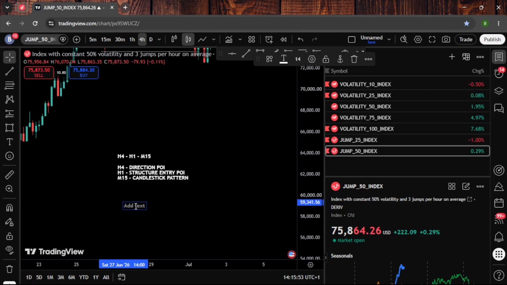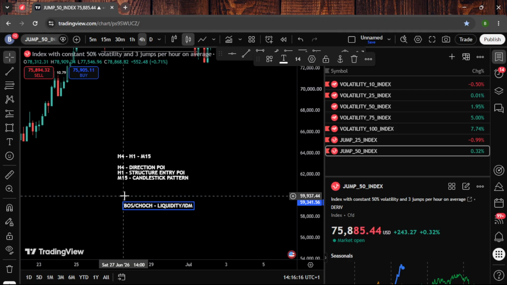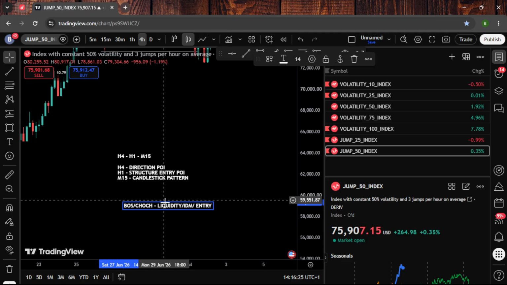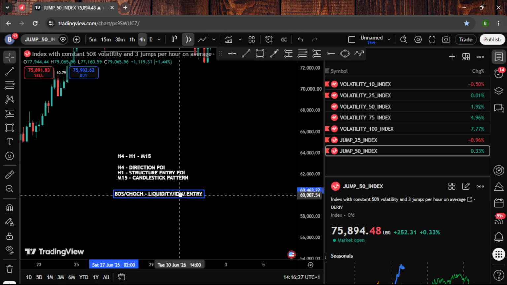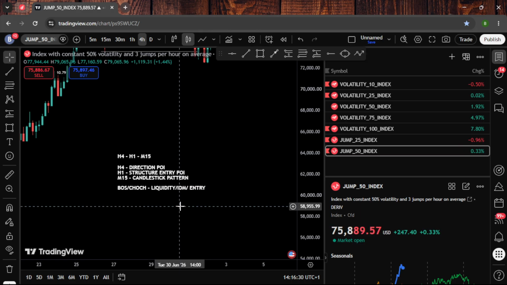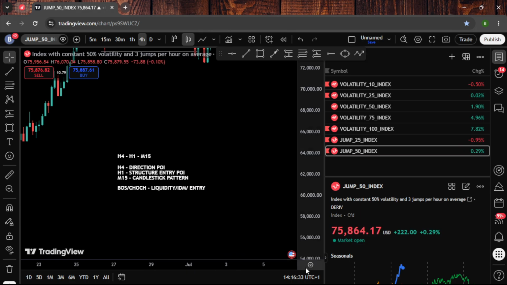The rule is also following that: a break of structure or change of character first, then you go to liquidity or inducement, and lastly is your entry. That's it. This is just the plan. This is the trading plan. Just follow this.